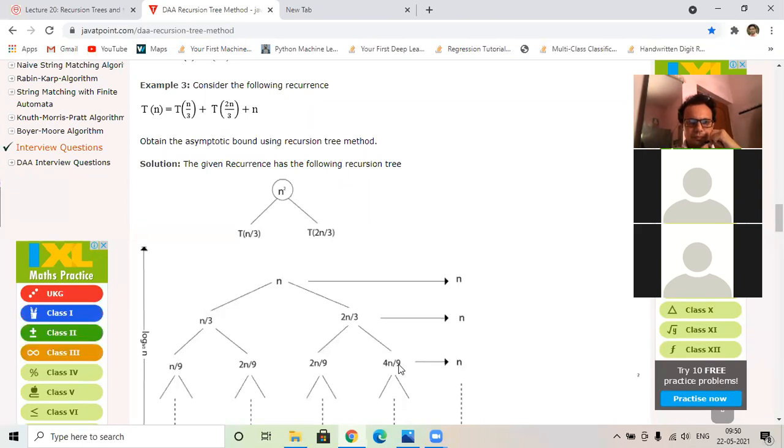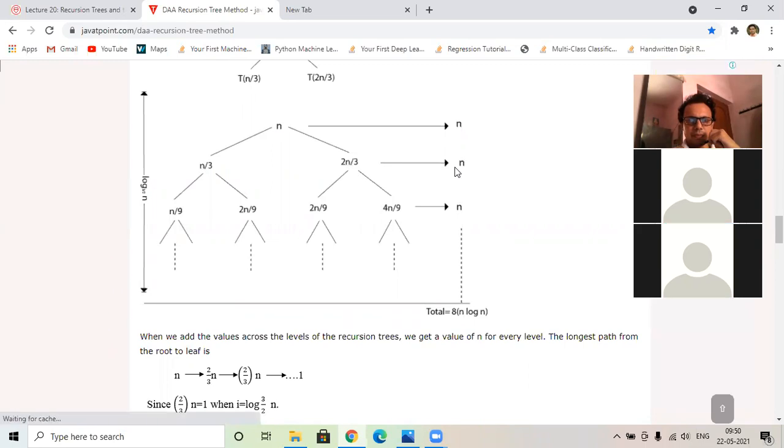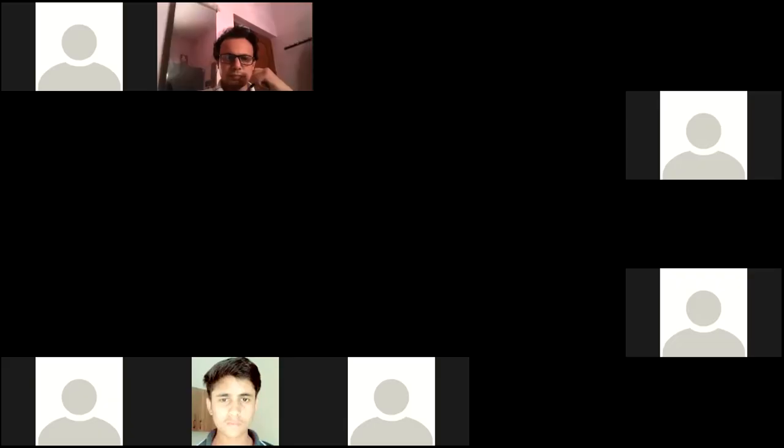Yes, sir. You just continue it, you expand it, and at each level you sum up. So it is n. If you sum up this and this, you can find n. So each time you can find n times each level. This is the level.